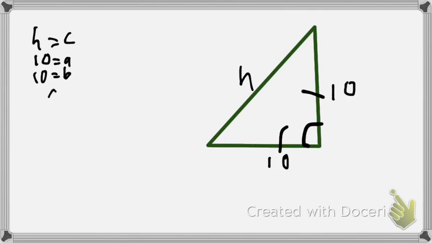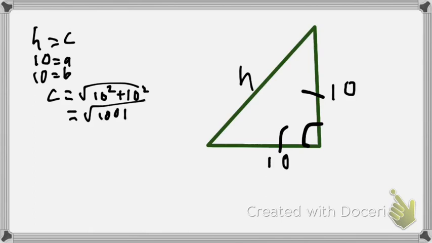So that gives us c, which is the hypotenuse, is equal to the square root of 10 squared plus 10 squared. That gives us the square root of 100 plus 100, or the square root of 200. So, I would recommend that you all go and watch the video I did for my integrated math class. It's called Radicals and Factoring. That'll help here.